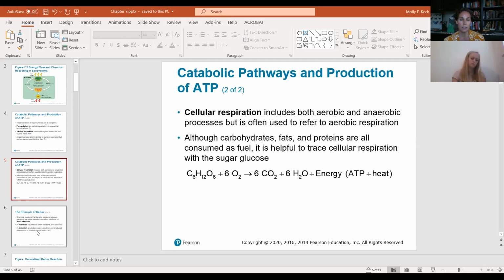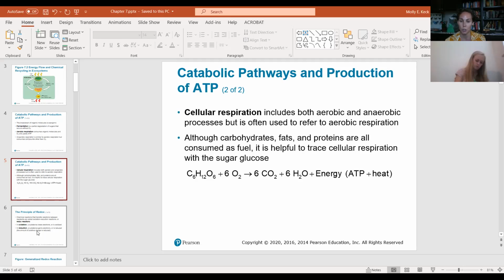So I would definitely know this general equation for what cellular respiration is. Cellular respiration includes aerobic and anaerobic parts, but most of it is aerobic. So when we talk about cellular respiration, we're talking about when oxygen is present. When you're starved for oxygen, that's when fermentation occurs, and in our bodies it's usually in the form of lactic acid building up, and that's why you get sore in your muscles.